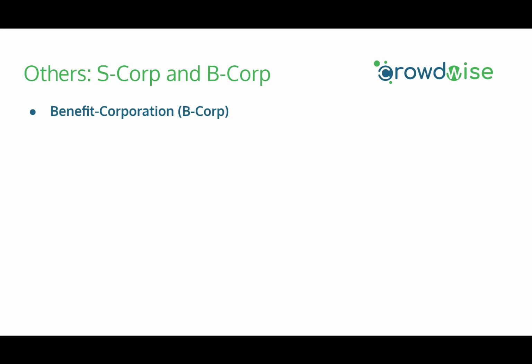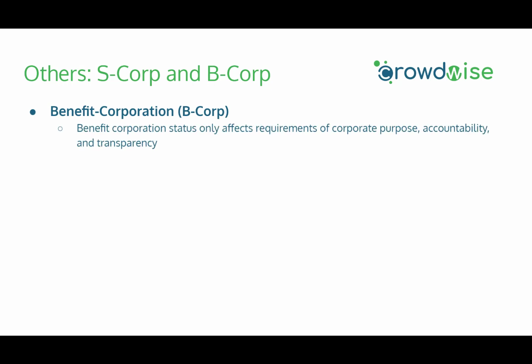First, a benefit corporation or a B Corp is one whose status only affects requirements of corporate purpose, accountability, and transparency. B Corps still must elect to be taxed as either a C Corp or an S Corp. And on regulation crowdfunding portals, as we'll go on to show, you'll typically only see C Corps.